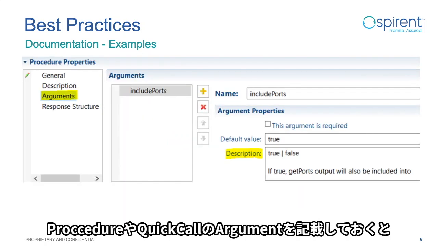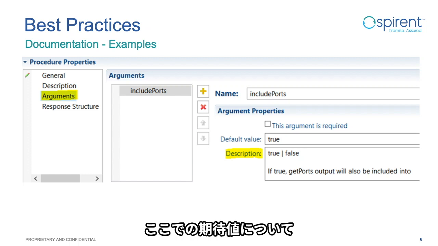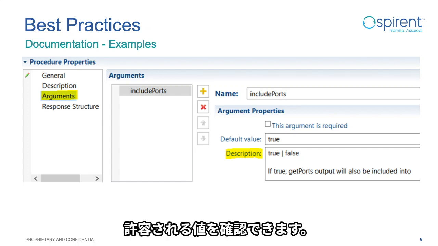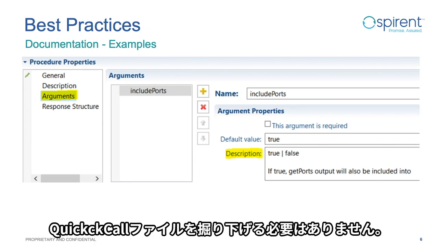Documenting procedure and quick call arguments helps to tell other developers exactly what is expected. In the example shown here, another developer can see exactly which values are allowed from the quick calls arguments wizard without digging into the quick call file.